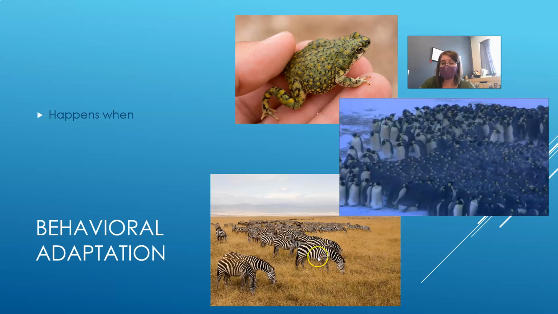The stripes are their physical or genetic adaptation because they don't behave to have stripes. They just have traits that are stripes. And then their behavior is to hang out in a group so that they're harder for any lion to eat.